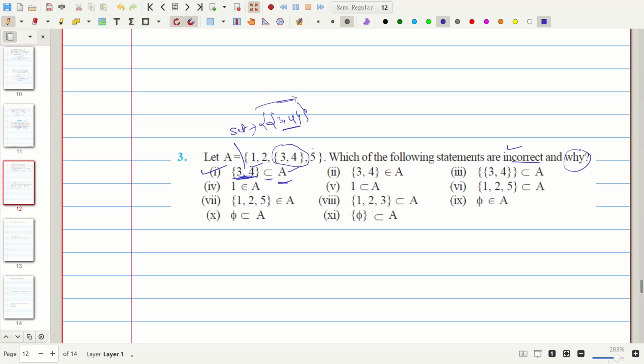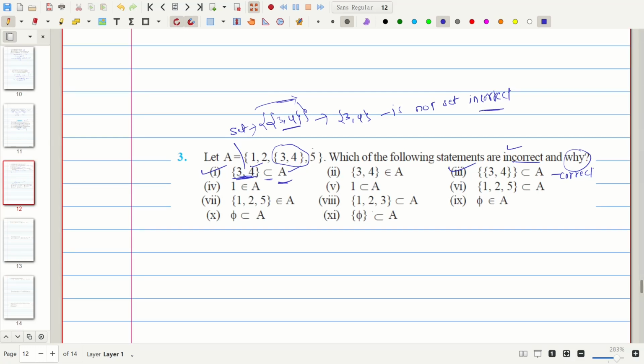So this example has been given here. Okay, third one. This is incorrect. We have to give the reason that {3/4} is not a set. Therefore it is incorrect. We have to give the reason like this.